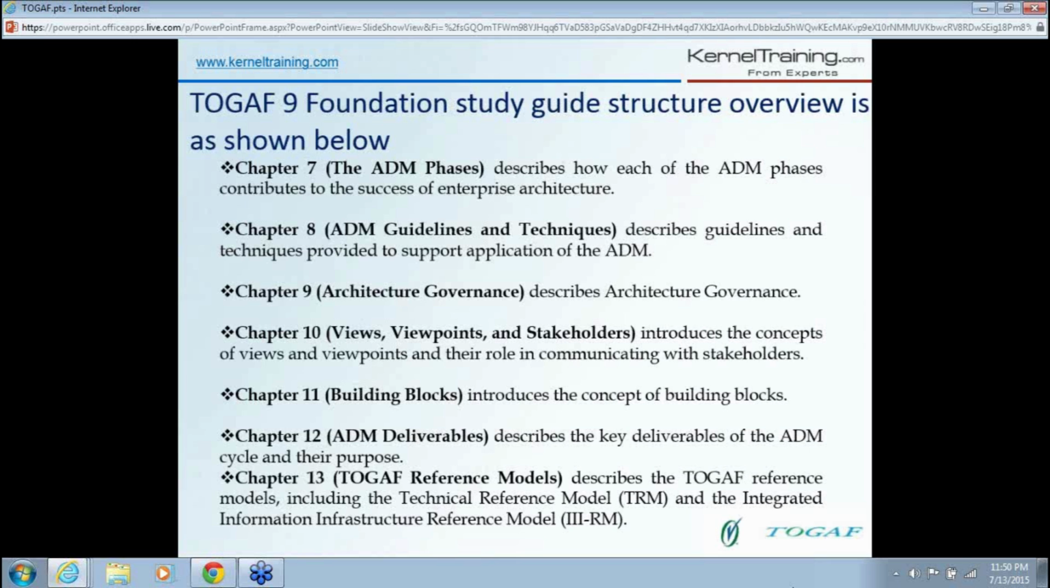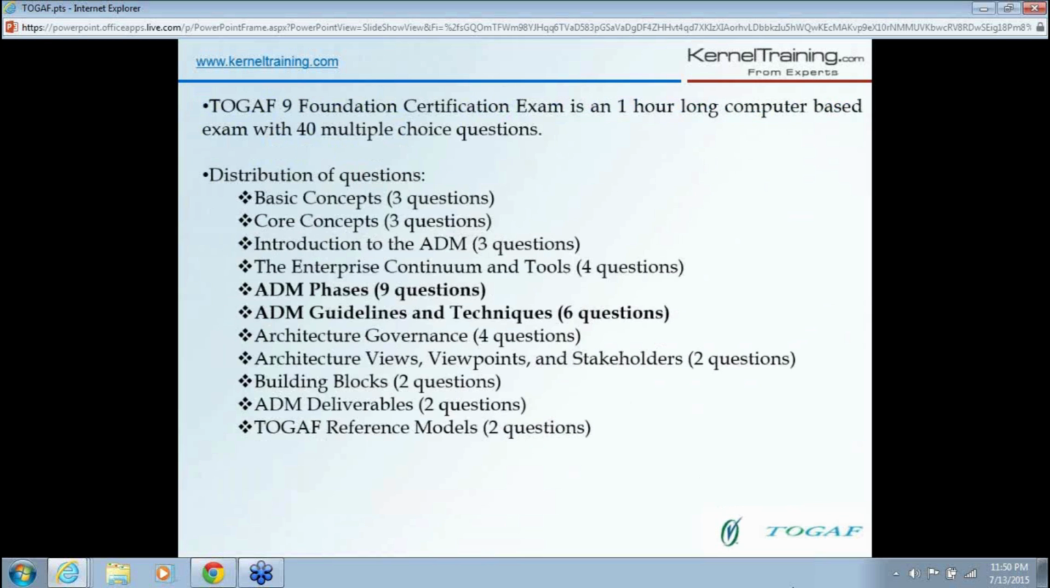Chapter 11 is about building blocks, which I've covered earlier in the beginning of this session. And 12 is ADM deliverables, and then 13 is the TOGAF reference models, which basically falls under the enterprise continuum. So as I talked about before, the foundation certification is a 1 hour computer-based test with 40 multiple choice questions. So this is basically the distribution of how the one hour test is going to be. And if you look at it, the fundamentals cover at least 20 to 30% of it, around 9 questions, and then the rest are distributed among each of the chapters that I just discussed.